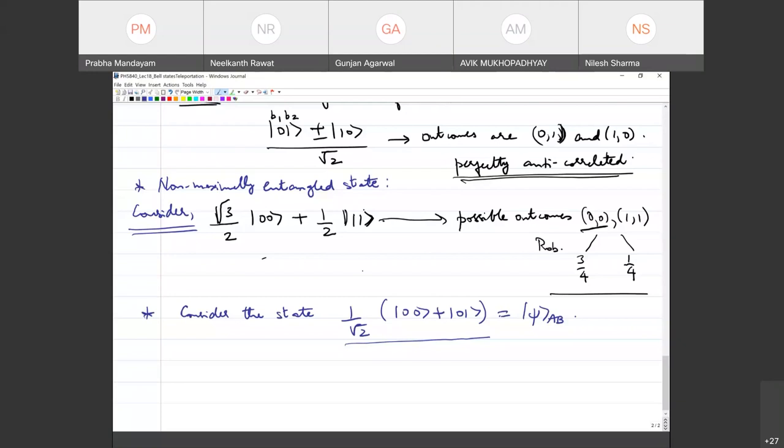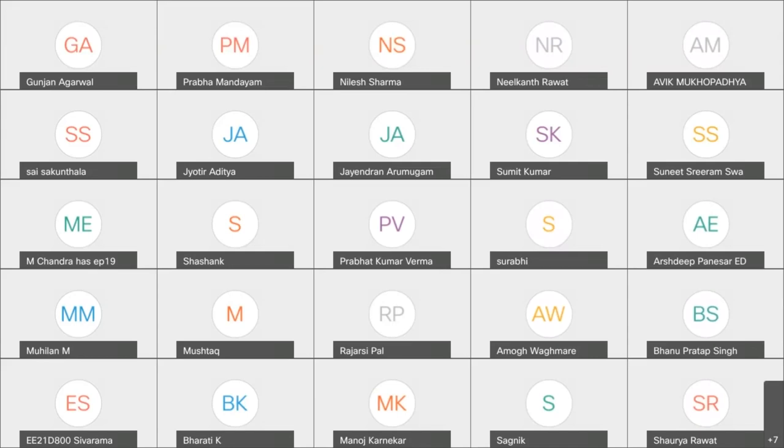Actually, someone has put a message on the group. They're asking for permission to enter the class. I saw a message on the group. Yeah. Why is that?